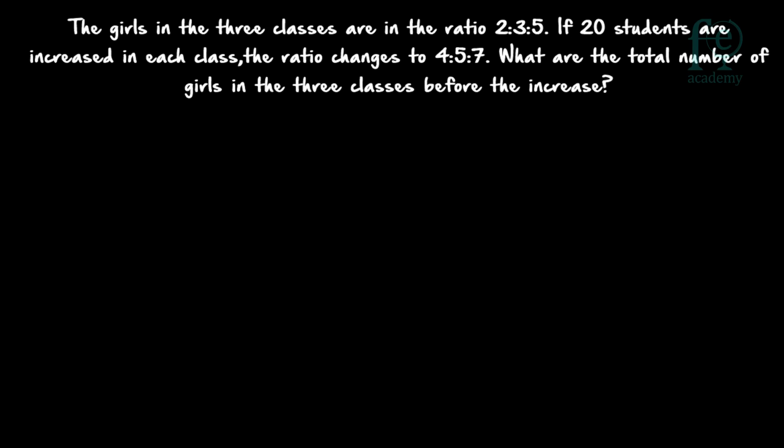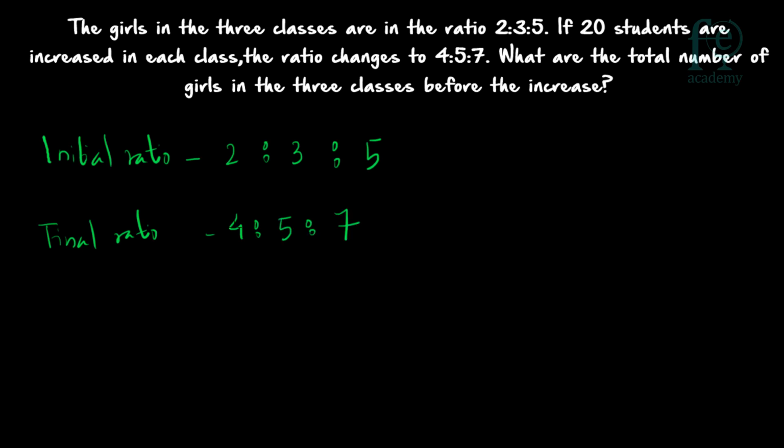So whenever an initial ratio and final ratio are given, you can apply the method as explained in the previous video. So the initial ratio is 2:3:5, the initial ratio of the girls in three classes, and your final ratio is 4:5:7. And this ratio change is brought about by adding 20 students to each class. So your final ratio becomes 4:5:7 from the initial ratio 2:3:5.